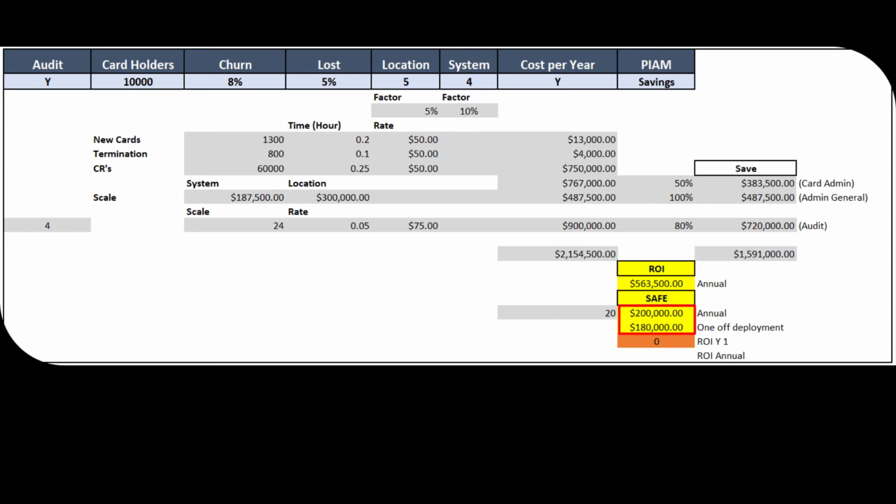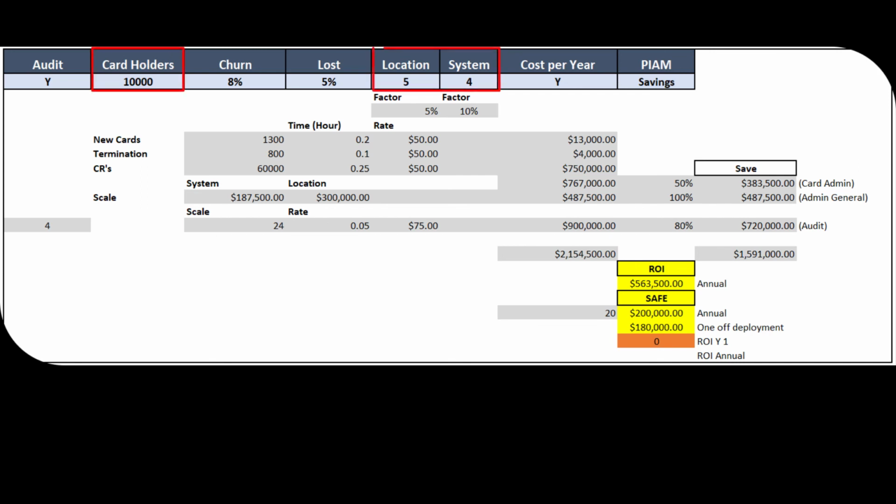Here we are looking at a generic installation price for a PIAM solution like HID Safe. This is a subscription license based on the number of cardholders and the one-off solution deployment cost. This number gives the actual true annualized return on investment based over a 3-year period. Typically, with most systems, we would see a return on investment within 2 years.